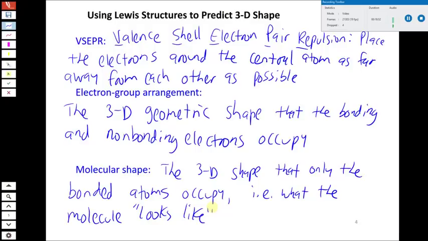We'll give you a problem on the homework assignment, and we'll ask you, what is the electron group arrangement? What is the molecular shape? Or both of those in some cases for this particular compound.